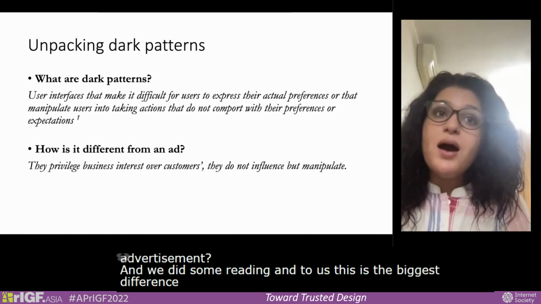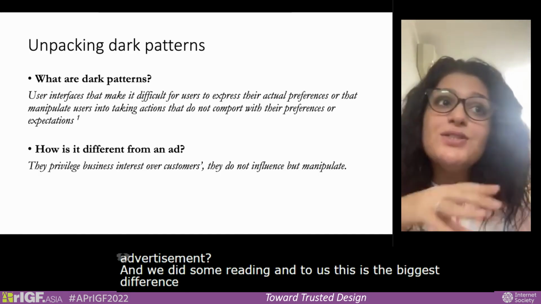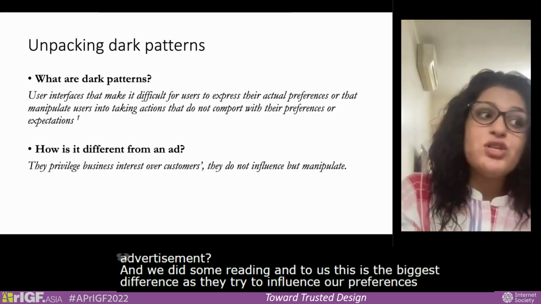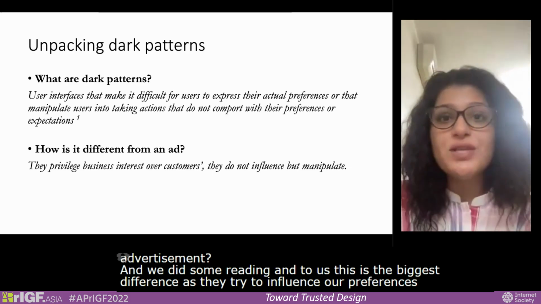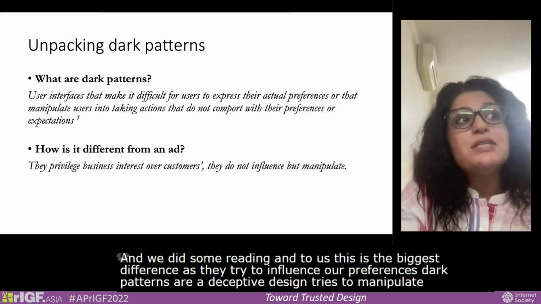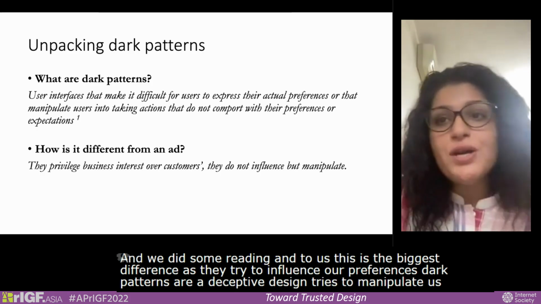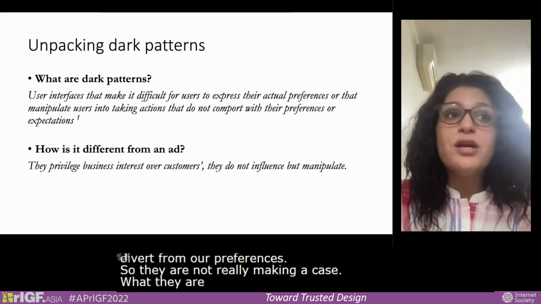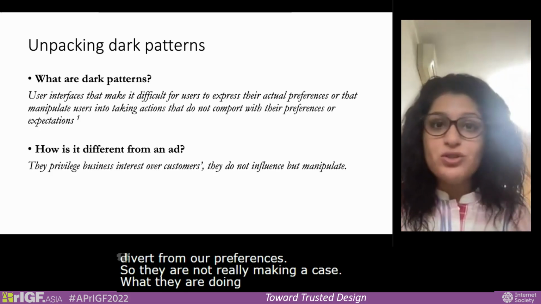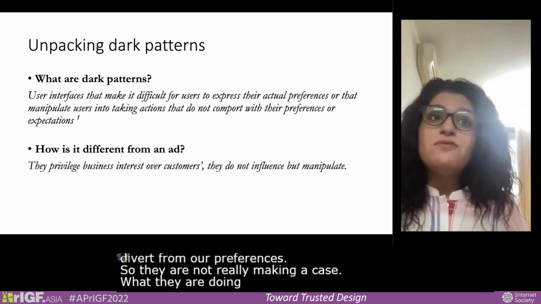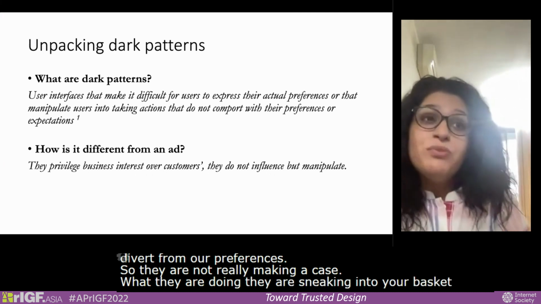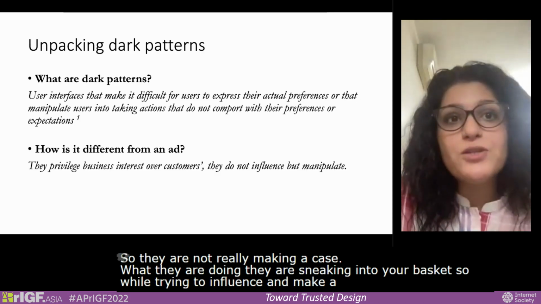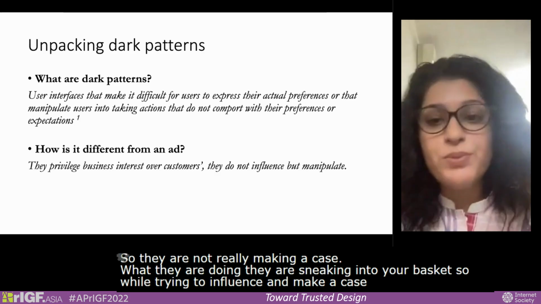preferences, dark patterns or deceptive design tries to manipulate us to actually divert from our preferences. So they're not really making a case for why you must buy a good. What they're doing is sneaking the good into your basket without your awareness, without your permission. So while one is trying to influence and make a case for why you might need a product, the other is kind of just imposing a product on you many a times without your permission.